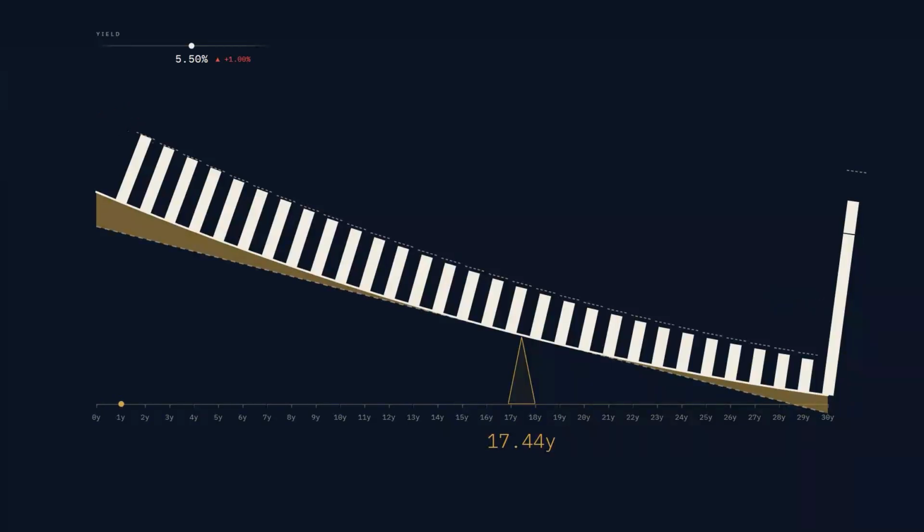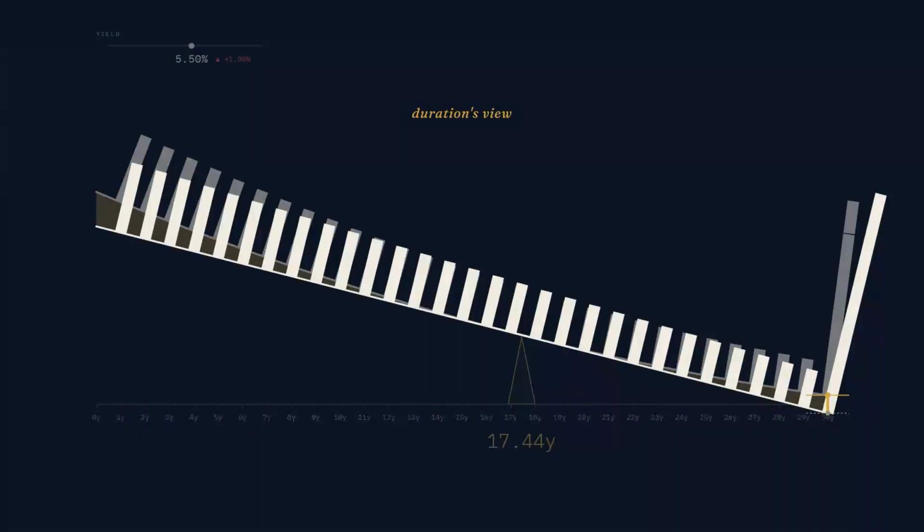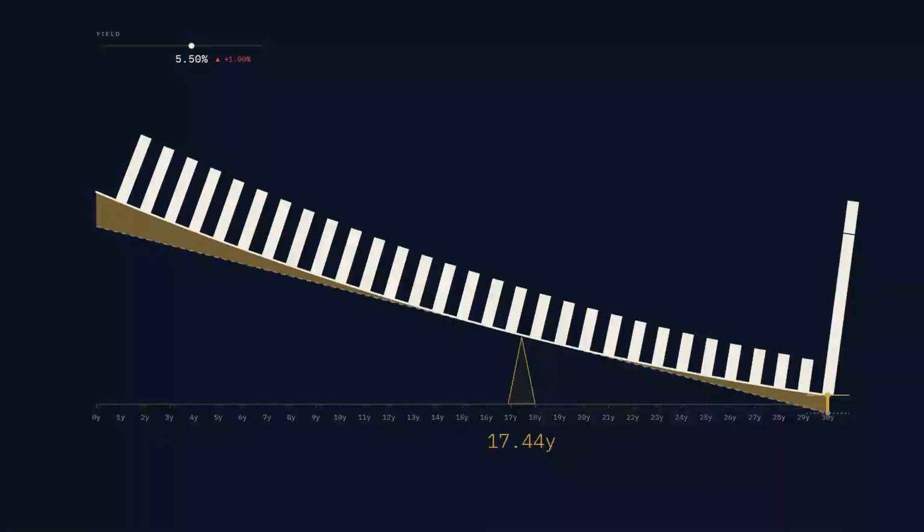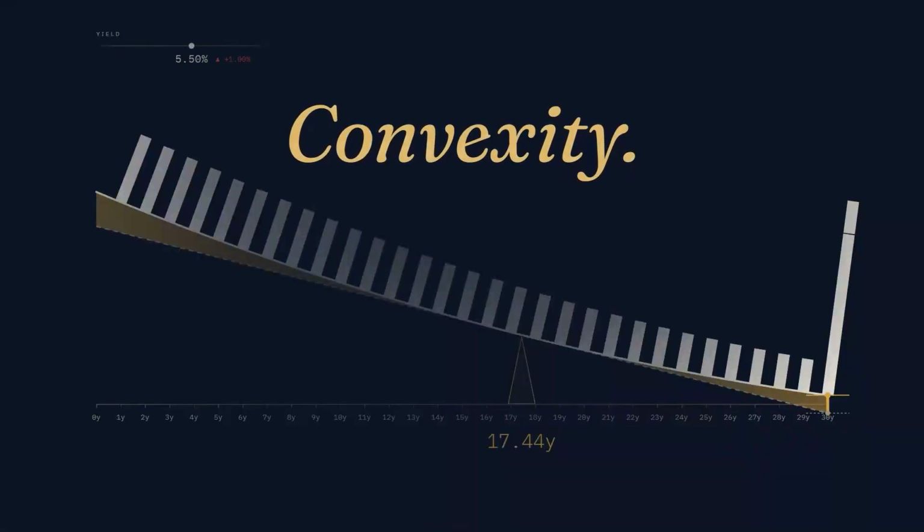And because the weights have shrunk by uneven amounts along the plank's length, the plank doesn't stay straight under the press. It bends. The far end, where the heavy year 30 weight has just gotten lighter, rises a little above where a perfectly rigid plank would have sat. The flex is the geometry's way of saying, the math just changed underneath the plank. That flex, the part of the seesaw's motion that duration could never see, because duration assumed the weights were frozen, has a name. It's called convexity.